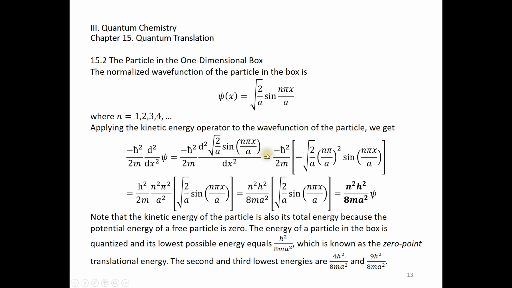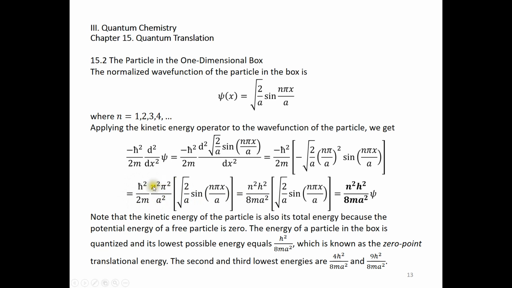There's also a chain rule, because when you take the derivatives, you need to copy this n pi over a in front of the derivatives twice, because we're doing the second derivative. That's why you have this n pi over a two times, or squared, in front of this negative sine n pi x over a. We can clean up everything. We see this is simply the wave function of the particle, and over here we have h bar squared, n squared, pi squared, over 2ma squared.